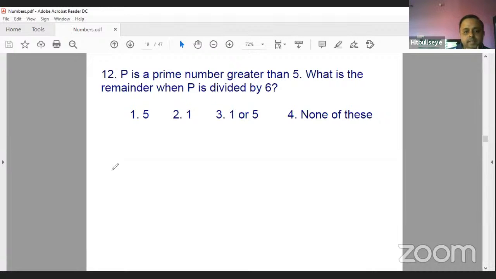Now for this question, best is that you take the prime numbers greater than 5. Let's say I have taken 7. So what is the remainder when 7 is divided by 6? The remainder is 1. So that means option 2 could be the answer. But the third option also says 1 or 5. So you have to check whether it is possible to get the remainder 5 also. Yes, it is. If you take, let's say, the next prime number, which is 11, divided by 6, you will get the remainder 5. Either you will get the remainder 1 or you will get the remainder 5. The answer has to be option number 3.